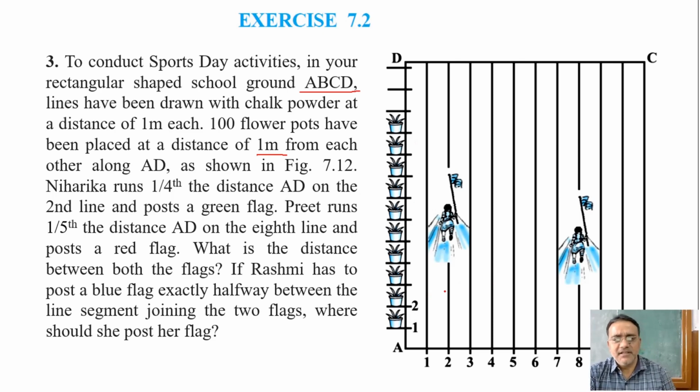Niharika runs 1/4 the distance AD on the second line. So this is Niharika, and posts a green flag. Preet runs 1/5 the distance AD on the 8th line and posts a red flag here. What is the distance between both the flags? If Rashmi has to post a blue flag exactly halfway between the line segment joining the two flags, where should she post her flag?